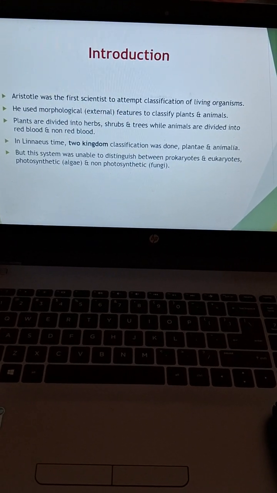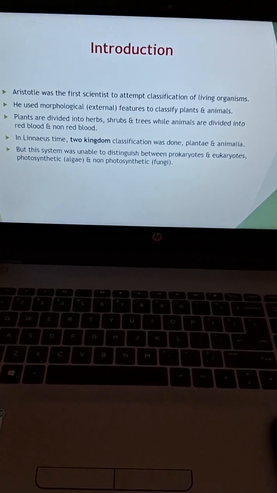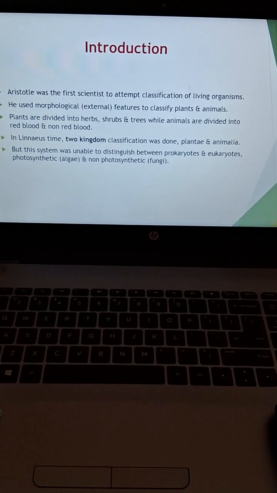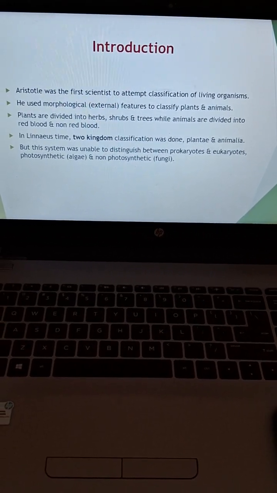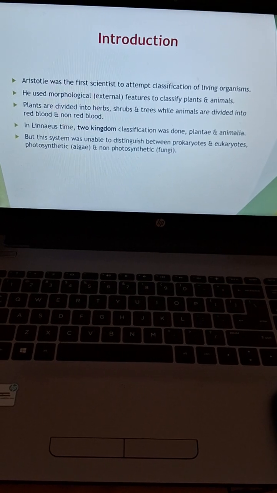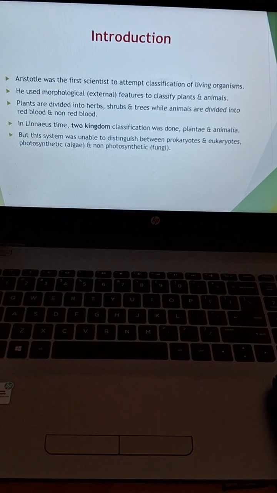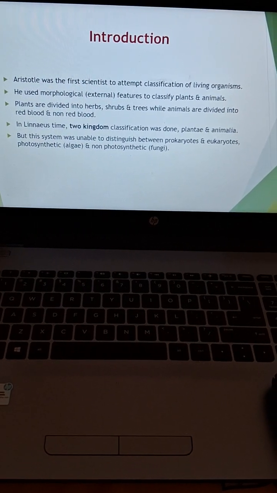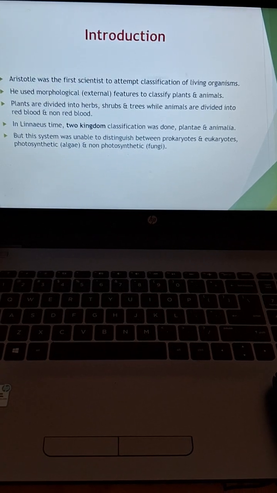He divided plants into herbs, shrubs and trees, and he divided animals into red blood animals and non-red blood animals. In Linnaeus time, there was only a two kingdom classification. One is Plantae and another one is Animalia. But this system was unable to differentiate between the prokaryotes and eukaryotes.